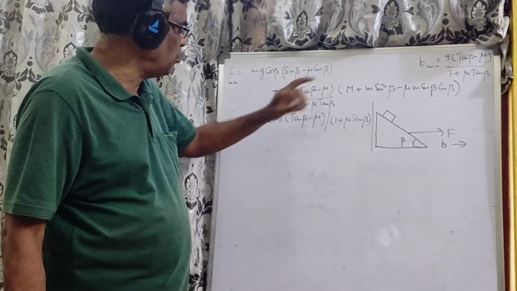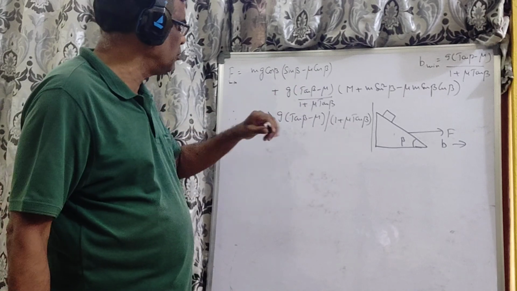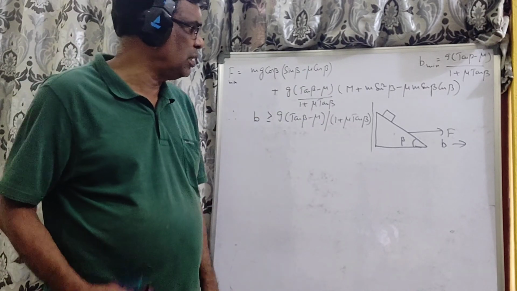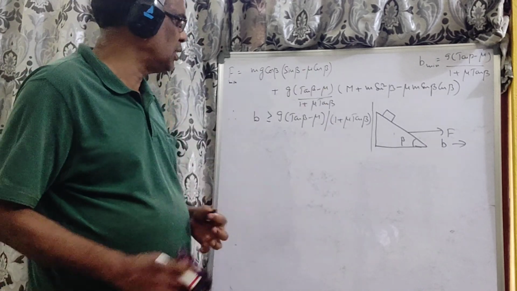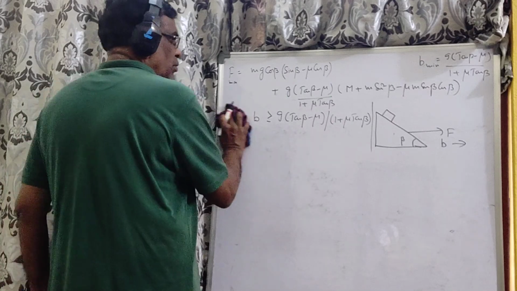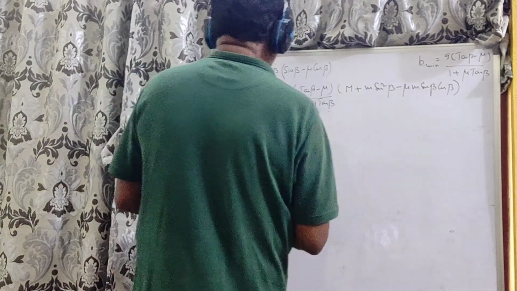I think this is sin beta minus mu cos beta. This is common. So likewise you can take and then maybe further if you can simplify, I think that would be better. If you want, I'll do it. Fine. This is the B value.